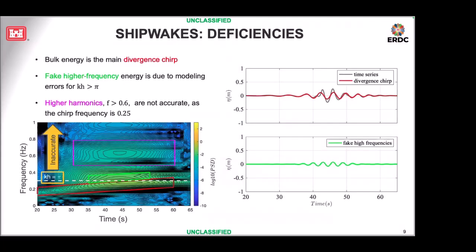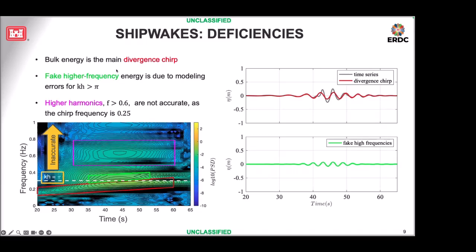So I said one reason we went down this path was that there are some deficiencies in modeling ship wakes. Here in the bottom left, we have a spectrogram of the ship wake chirp. The main thing to note here is this horizontal white line. Everything above that is KH greater than pi, so everything above that is where FUNWAVE is inaccurate in modeling waves.